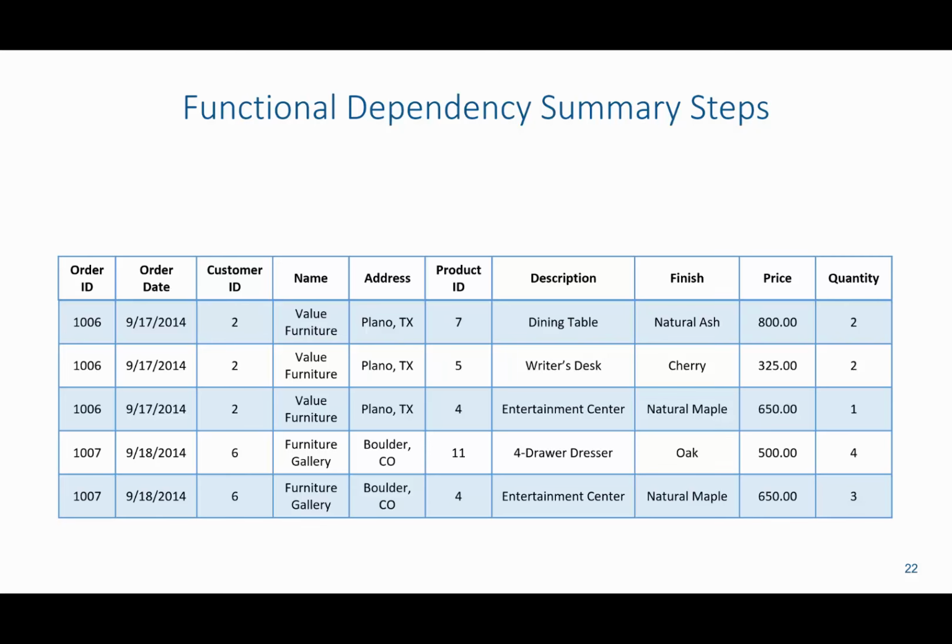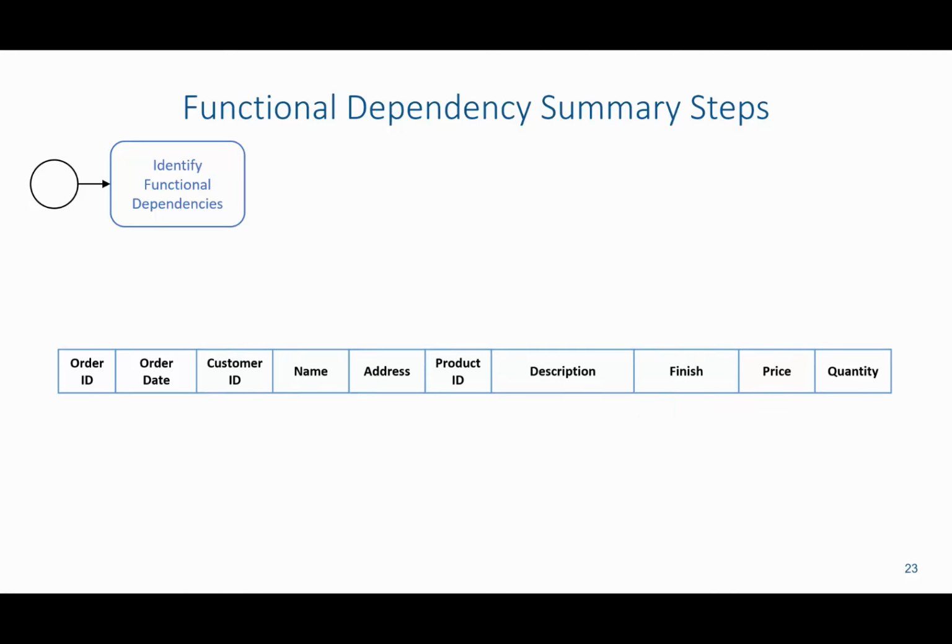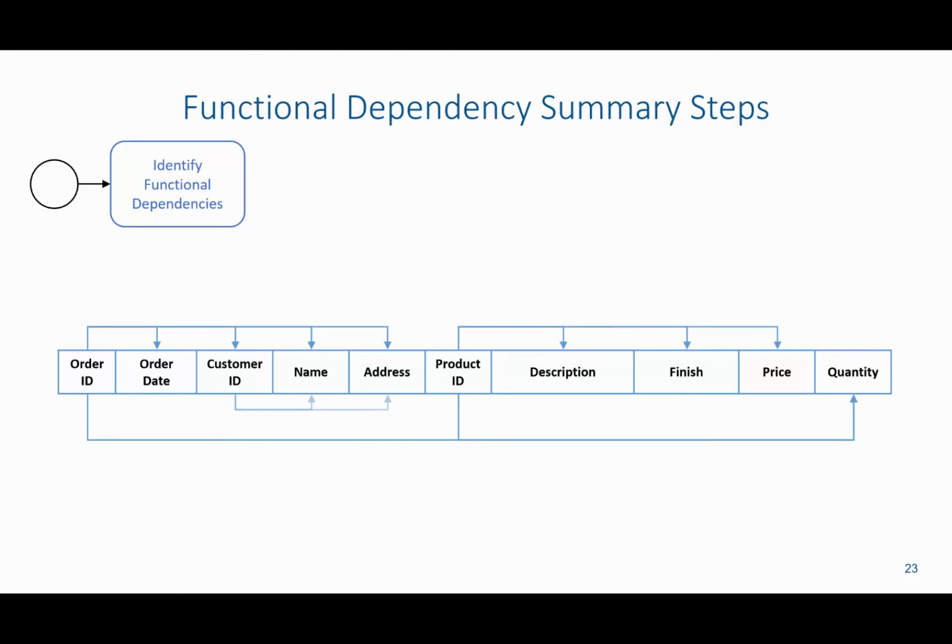In this video, we're going to summarize all the functional dependency steps. So first, we start with a relation that is not normalized. What we're going to do is identify all the functional dependencies. We can graphically depict these as well by just taking the column names and drawing arrows from one to the next. So this is all the functional dependencies that we have.